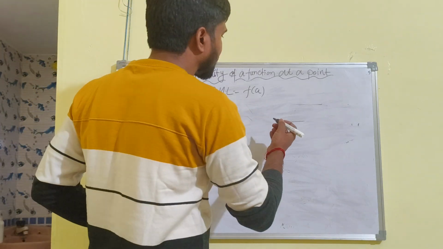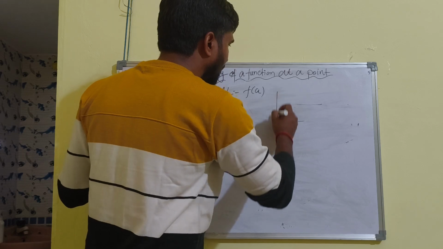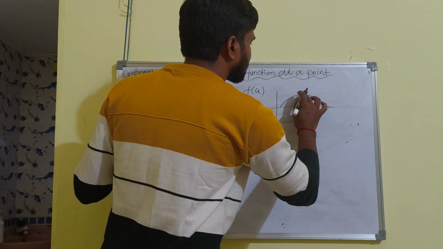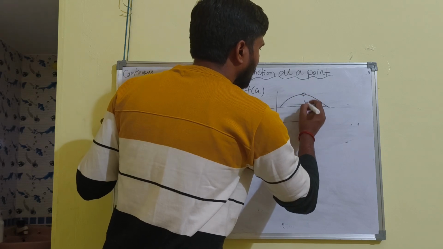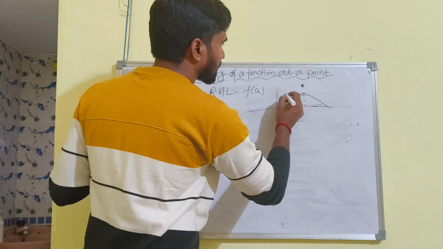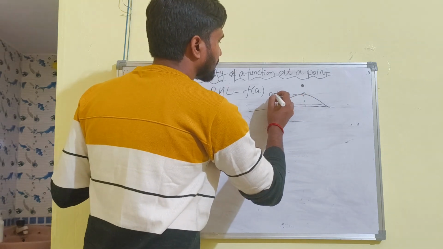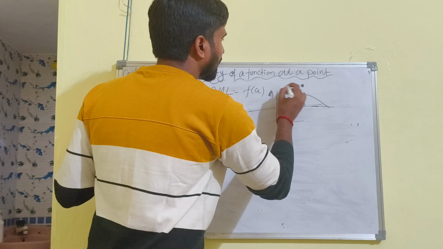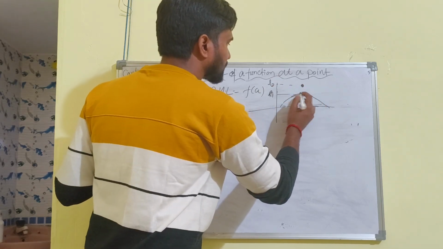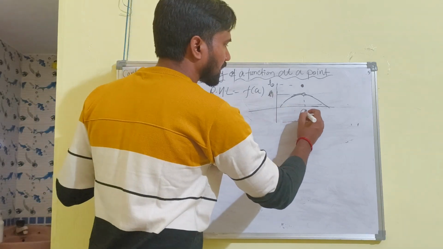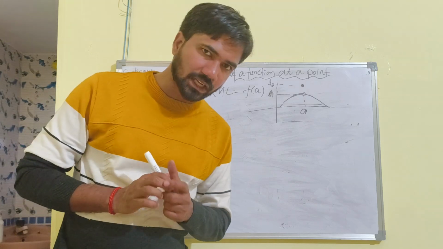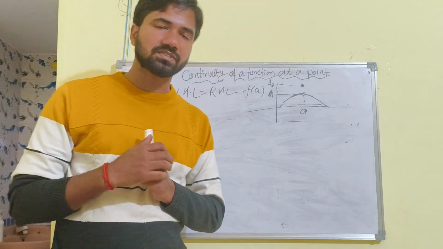If you draw the graph like this, it looks like this. Suppose this is the right hand limit; at this point we are checking at x equal to a, but here the value does not exist, it exists here. Suppose the left hand limit is L1, and here it is L2. So left hand limit and right hand limit are both L1, but the value of the function is L2, which is not equal. So in this type also the function is discontinuous.